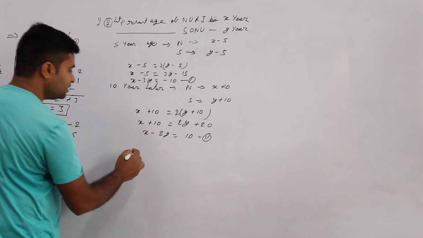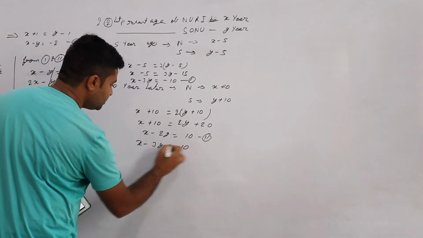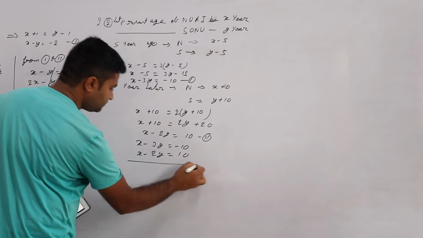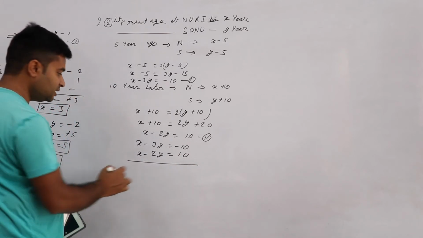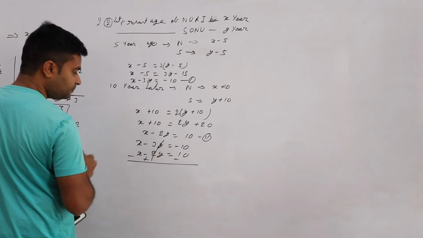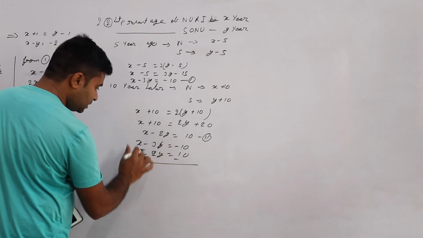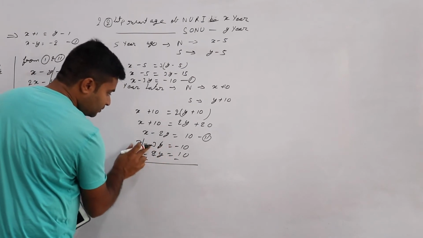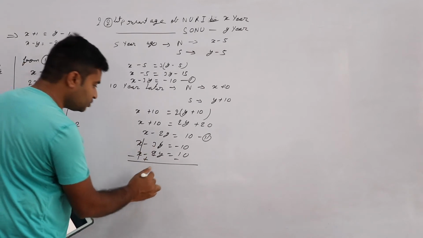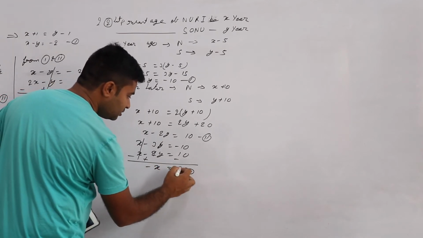Now you simplify this. x minus 3y is equal to minus 10 and x minus 2y is equal to plus 10. Right? x is the same only. So here minus, plus, minus. x cancels. So this becomes minus 3y plus 2y. Minus 3 plus 2 is minus y is equal to minus 20.